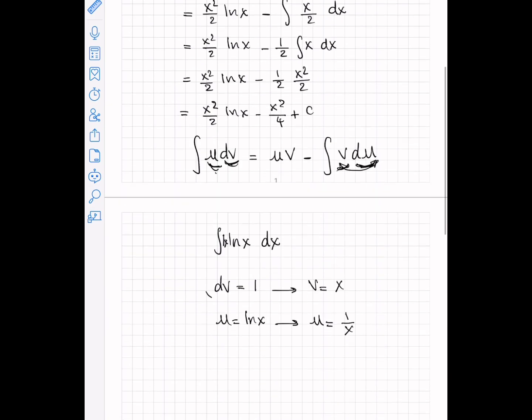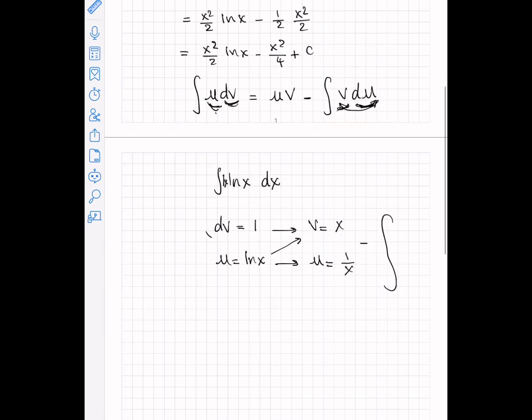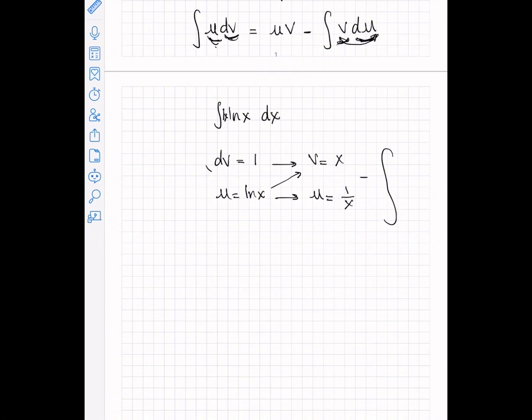Now we're just going to do the same process here. This one times this one minus the integral of these two. So we're going to get the integral of ln x dx is equal to x ln x minus the integral of x over x dx, which is the integral of 1. The integral of 1 is simply x. And then we add the constant c.